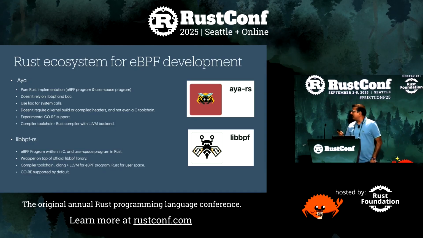So now that we know what eBPF is, how can we leverage the eBPF technology specifically in Rust? There is already a Rust ecosystem for eBPF. One of them is Aya, and the other one is libbpf-rs. Aya is a pure Rust implementation. As I mentioned, there are two components, the eBPF program and the user space program. Using Aya, you can write both these components in pure Rust. It does not rely on libbpf or BCC.